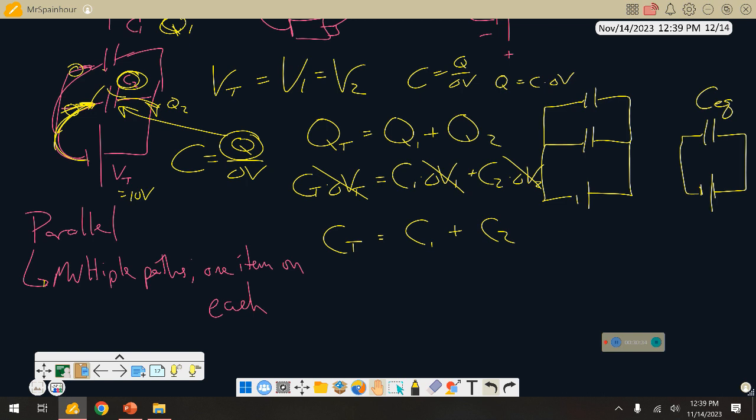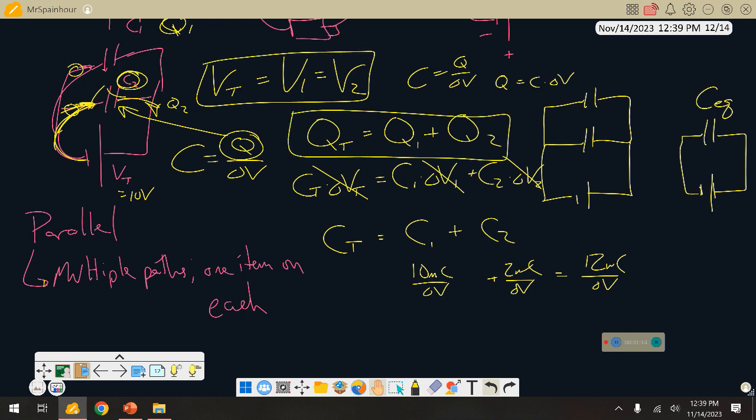Meaning, if the first one stores 10 microcoulombs per volt, and the second one stores 2 microcoulombs per volt, in total we would expect them to store 12 microcoulombs per 1 volt. So you're seeing hopefully in these numbers the exact same thing we just said. If the charges all add up to the total, then for the same voltage, if this one stores 10 and this one stores 2, then in total they should store 12. Does that make sense?